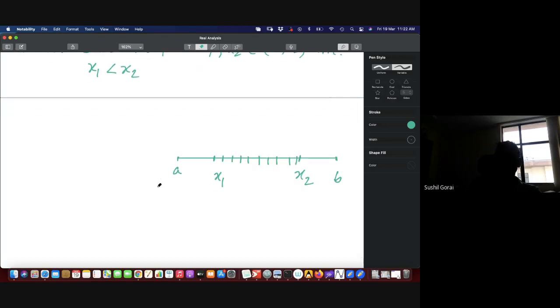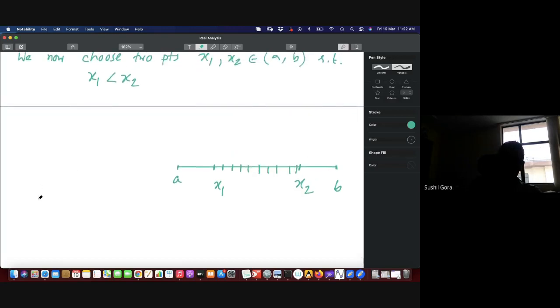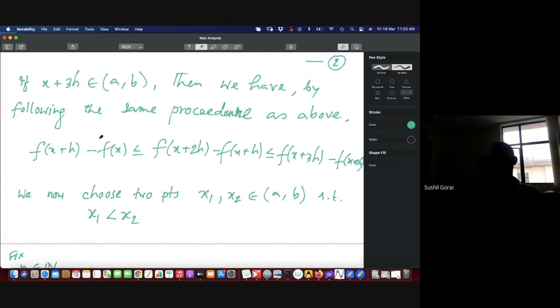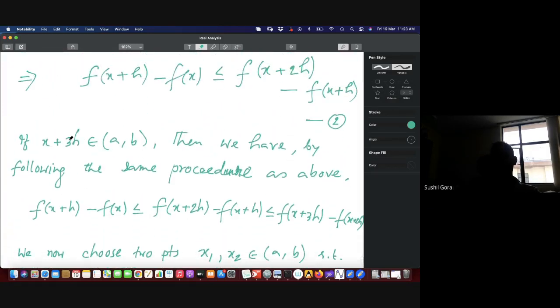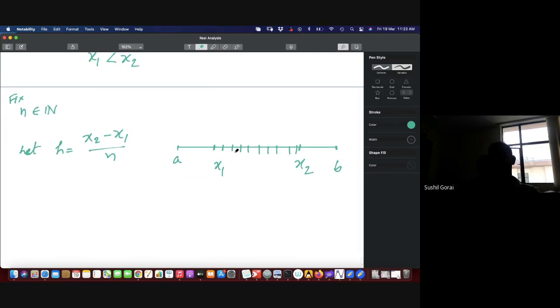So divide, let h be (x2 minus x1) by n. n fixed, n belongs to the natural numbers, large enough. We want to take n tends to infinity, but this is true for any h, as well as all these things, x1 plus h, x1 plus 2h, all this lies inside AB. Now this is h.